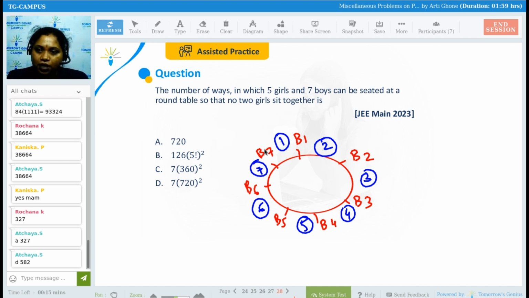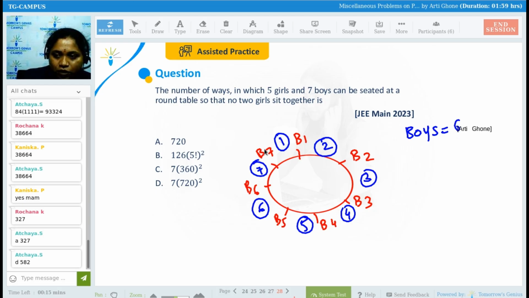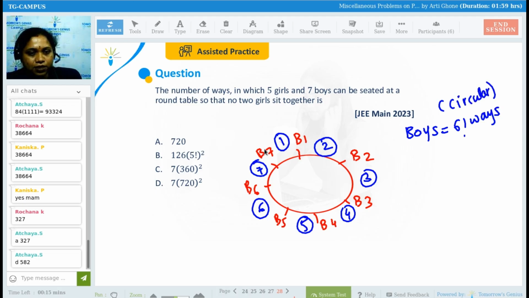Got it? So, whenever the fixed positions are left, that is a plain permutation or combination. Already we have seen in the first question. So, now there are fixed positions for girls. First thing, what is the boys' arrangement? It is a 7 boys arrangement, so it is 6 factorial ways. Got it? Because it will be in a circular way. Is there any doubt up to this?